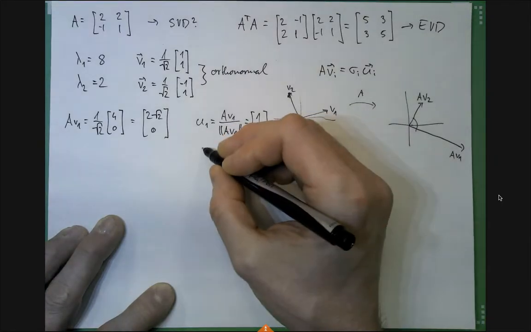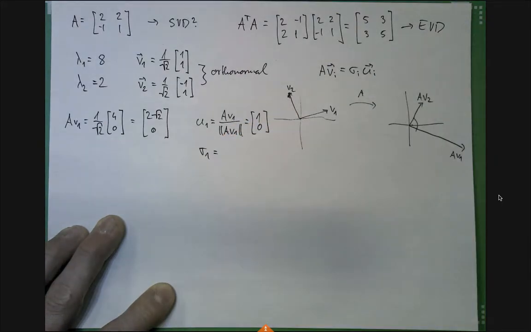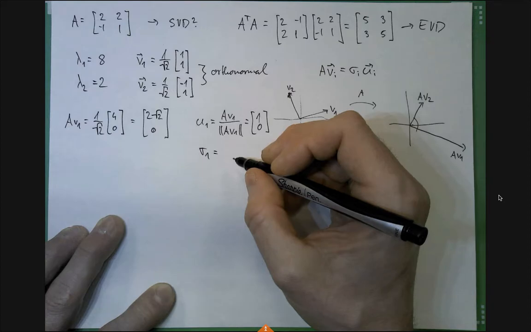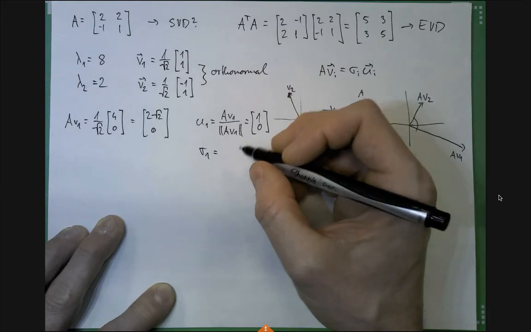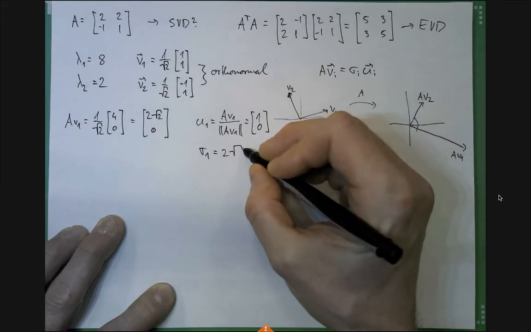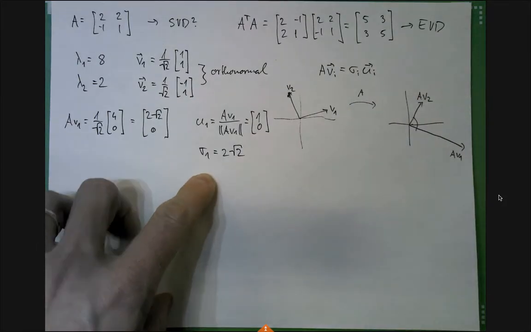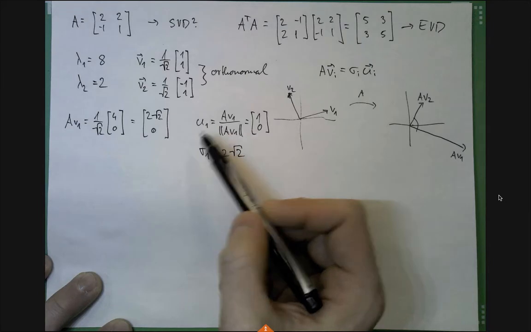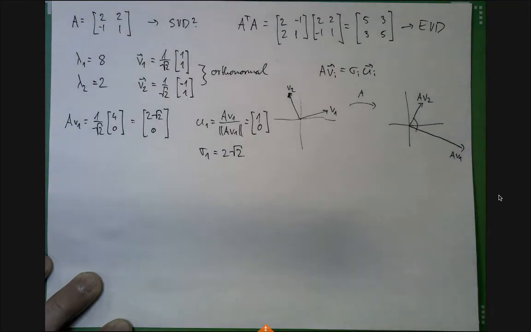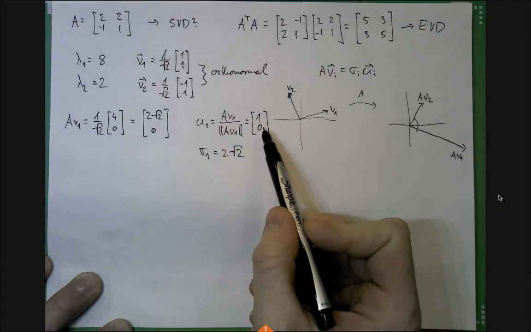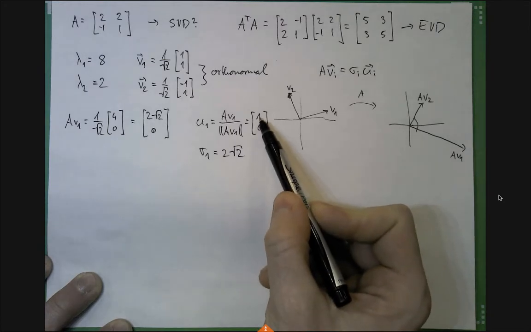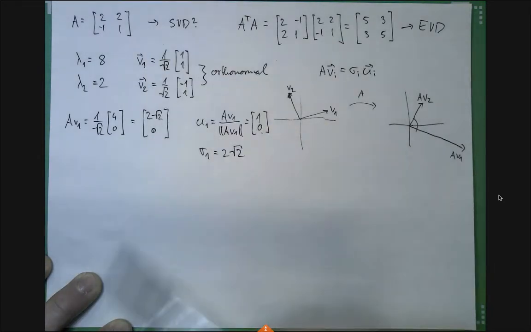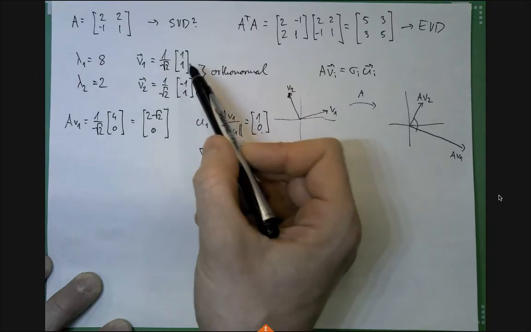And this immediately tells me what sigma 1 is, right? Somebody wants to say it, just yell it, that's fine. Exactly, that's my first singular value. So that's the first triple: singular value, left and right singular vectors. The left singular vector is actually very nice, it's just 1, 0, and the right one is 1 over square root of 2 times 1, 1.